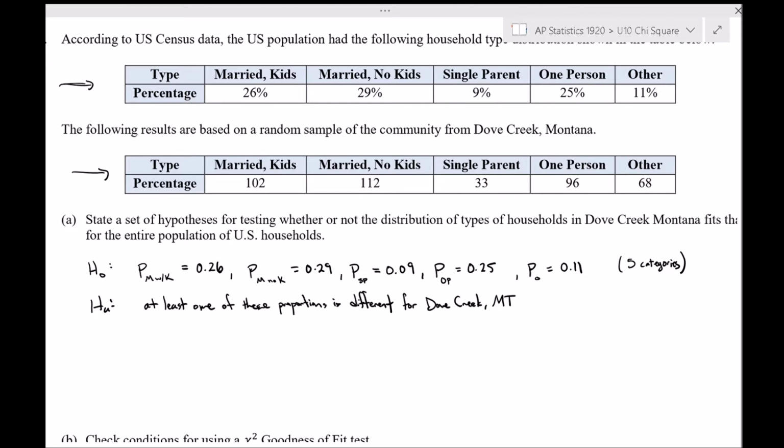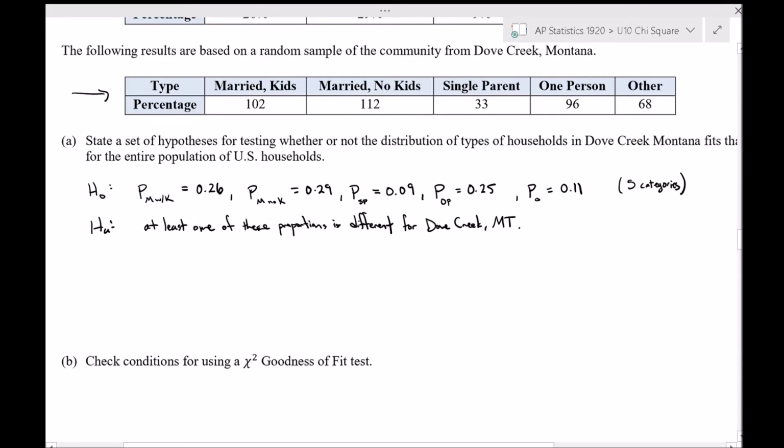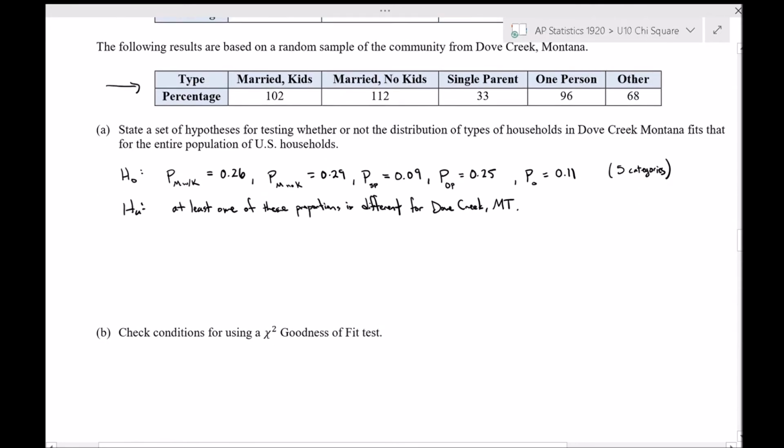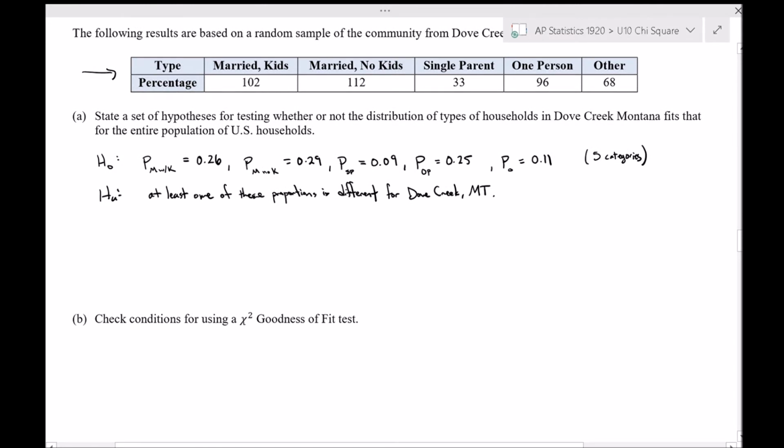So either these proportions apply for Dove Creek, Montana, or one of those is off a little bit, or at least off by a little bit. So those are our two hypotheses. We can move on to the next part, Part B. Check conditions for using a chi-square goodness of fit test.